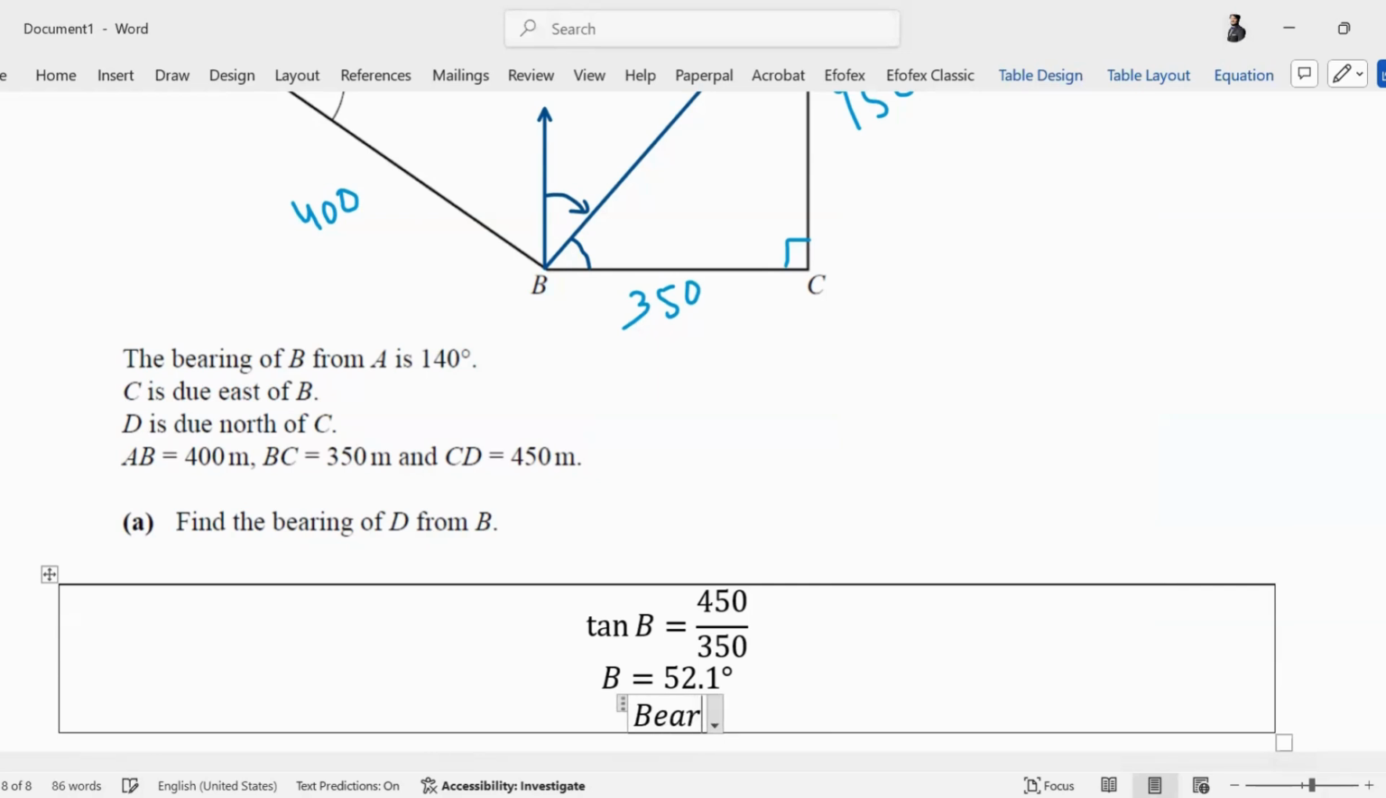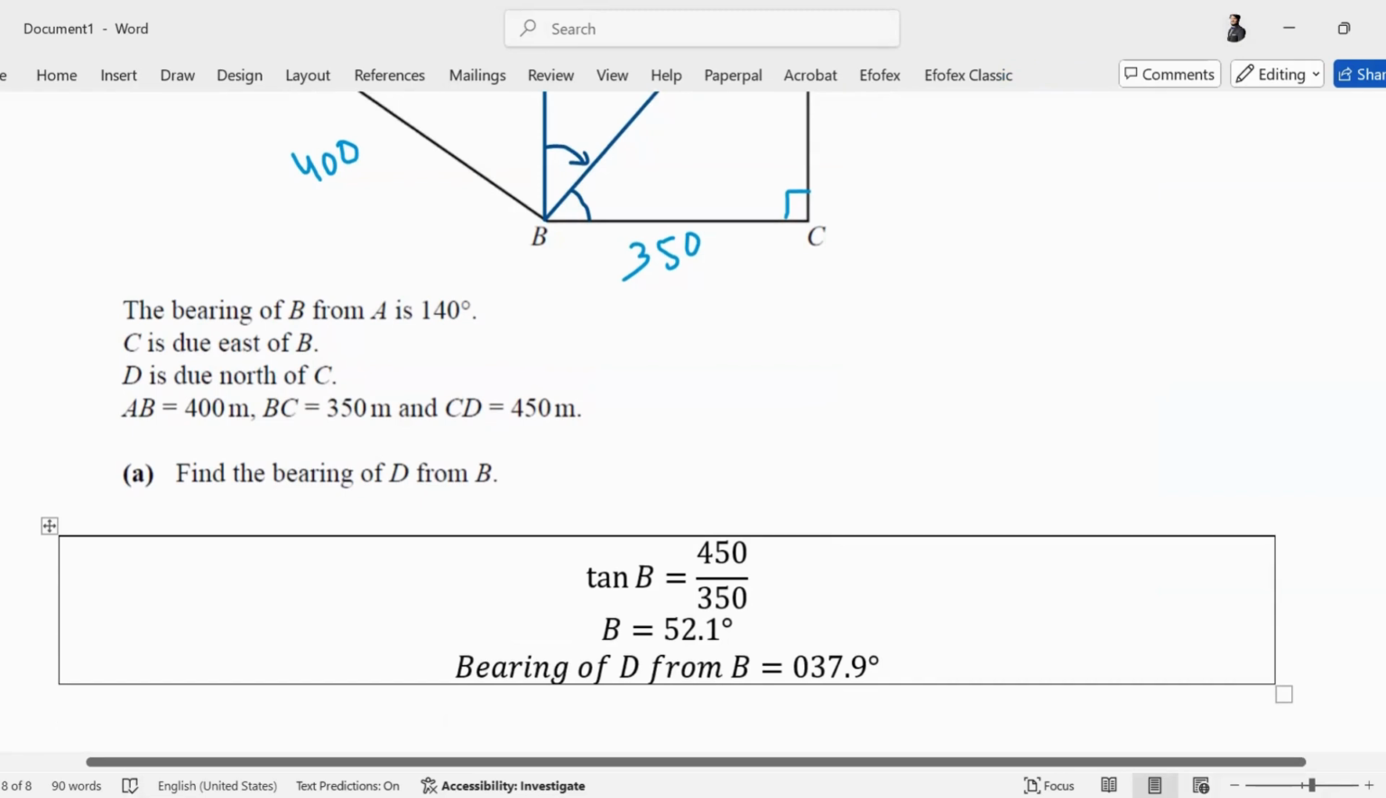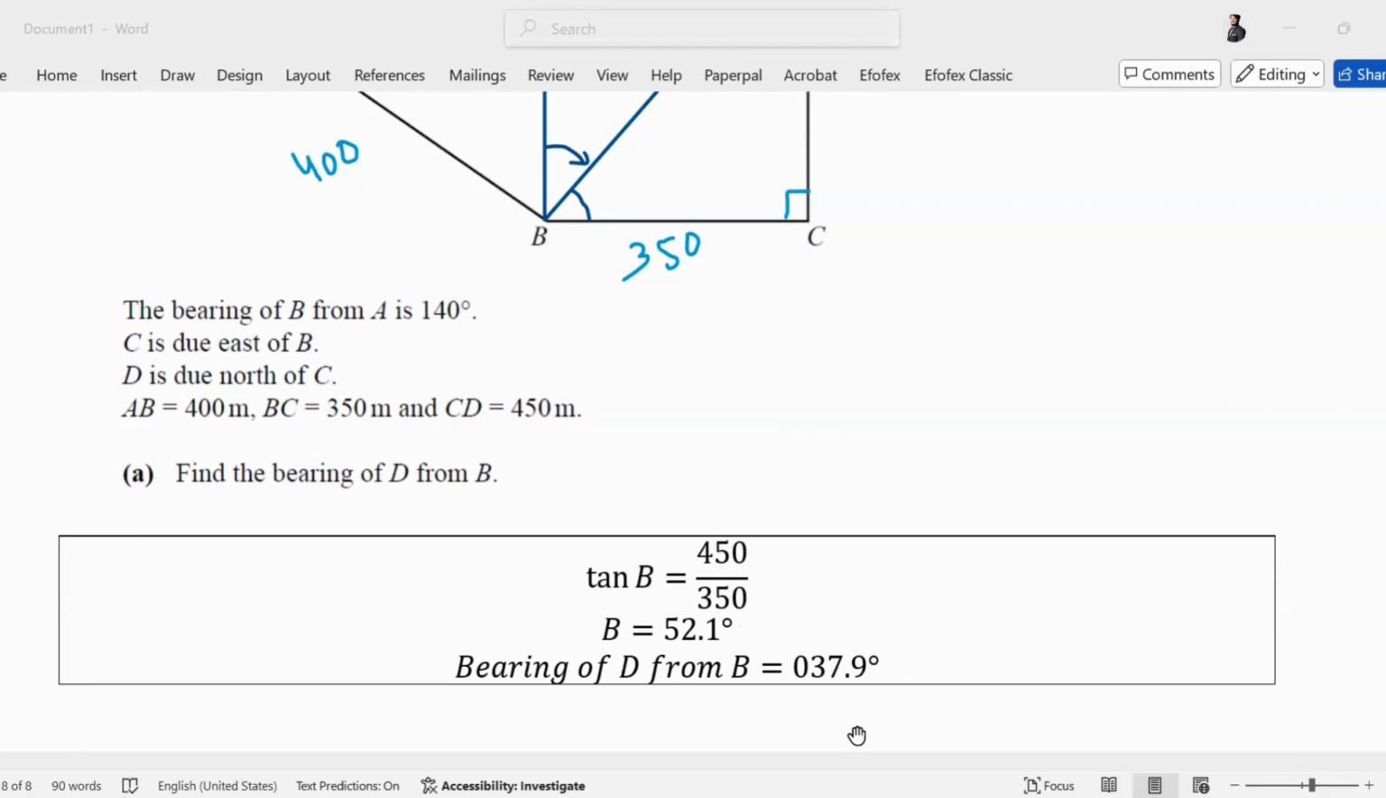So the bearing of D from B is 037.9. And bearing, you always write all the place values of hundreds, tens, and units. Even if it's 1 degree, you write 001. So the answer is 037.9.